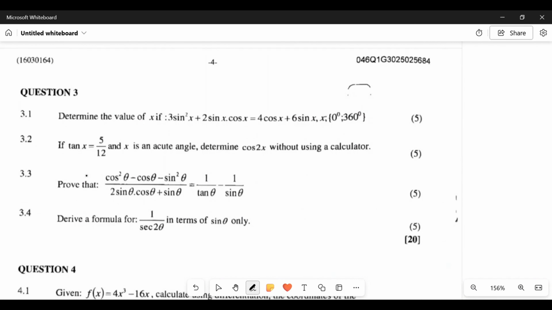Here is our question 3. It consists of 4 questions, which are question 3.1, 3.2, 3.3, and 3.4. So we're going to start with this one here, which is 3.1. We're going to copy this question, paste it where there is space, and then solve it. So let's solve 3.1.